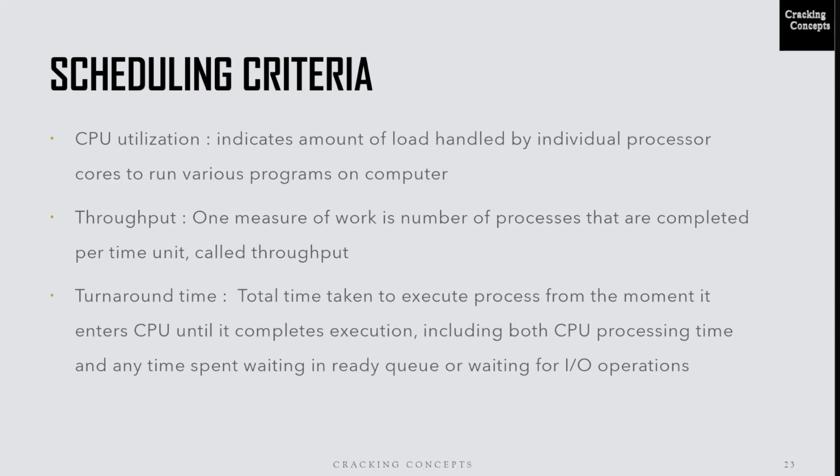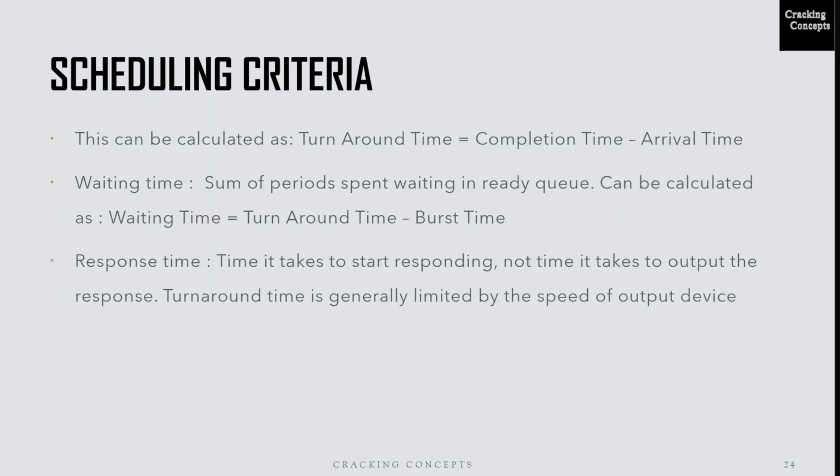It is the total time taken to execute a process from the moment it enters the CPU until it completes the execution, including both the CPU processing time and any time spent waiting in the ready queue or waiting for IO operations. Now, this can be calculated as turnaround time is equal to completion time minus arrival time.